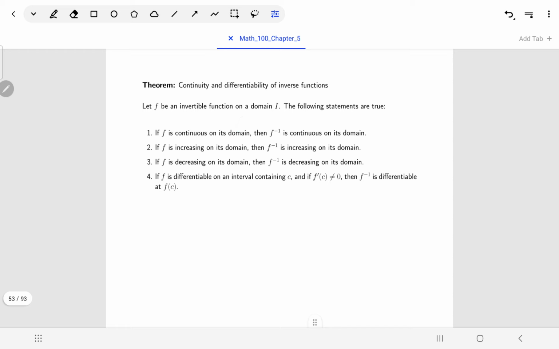The big one, the one that's really important for us though, is that if you have a function that's differentiable, then f inverse will be differentiable too, provided that we're looking at an interval where f prime of c is not 0. So places where our function doesn't have a horizontal tangent line. If our function has a horizontal tangent line, then f inverse won't necessarily be differentiable at whatever that point happens to be. But if we've got a function whose derivative is never 0, and it has an inverse, then its inverse will always be differentiable.